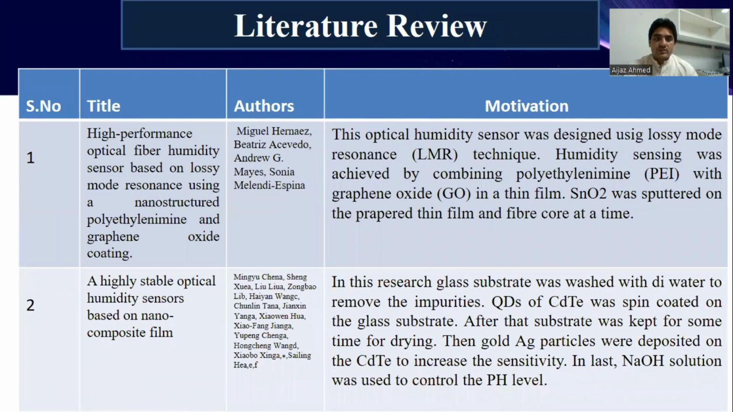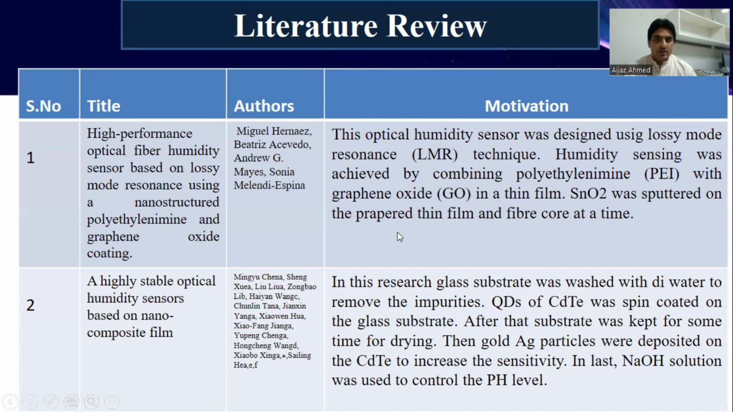The literature that we studied about optical humidity sensors: the first one is a high performance optical fiber humidity sensor based on lossy mode resonance using a nanostructured polyethylenimine and graphene oxide coating. The summary of this paper is that this optical humidity sensor was designed using the lossy mode resonance technique. The humidity sensor was achieved by combining polyethylenimine PEI with graphene oxide in a thin film. These two are mixed to enhance the sensitivity of the sensor. Indium tin oxide was sputtered on the prepared thin film and fiber core.